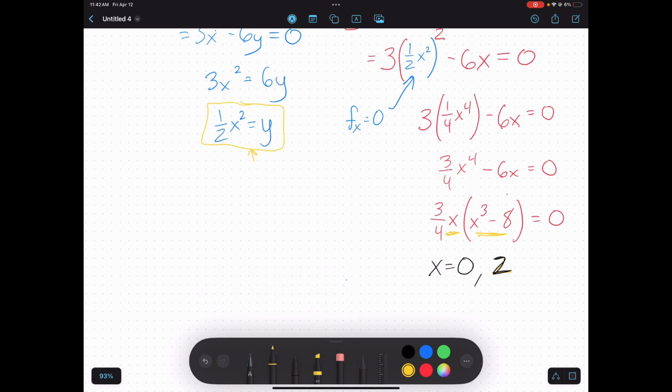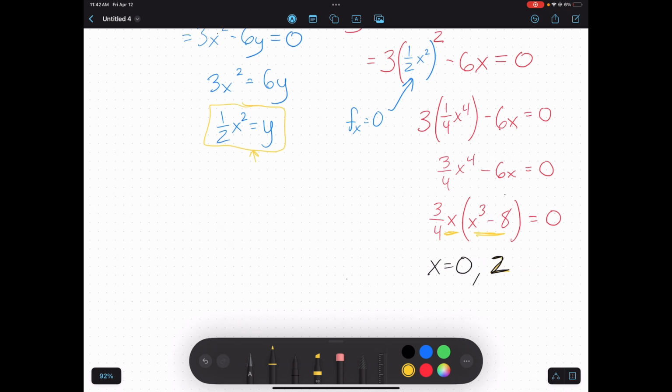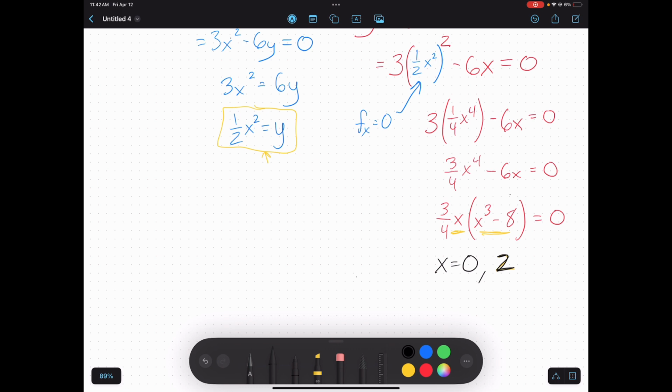Remember, that equation is what guaranteed that f sub x was going to equal 0. So I can use that equation to figure out my corresponding y values for each of these. For 0, if I plug in 0, I get 1/2 times 0 squared. That's just equal to 0. So my corresponding y value is 0, and that's one critical point.